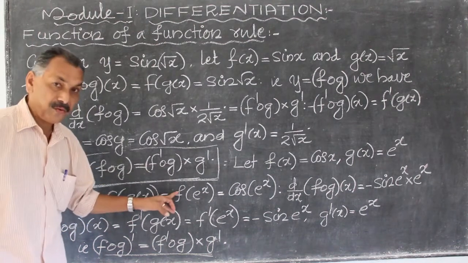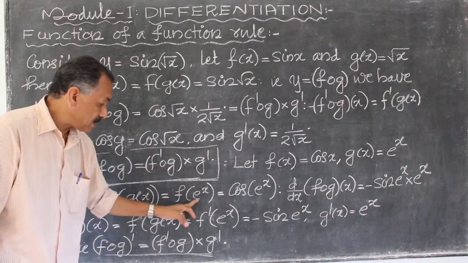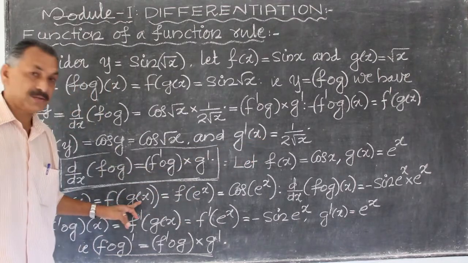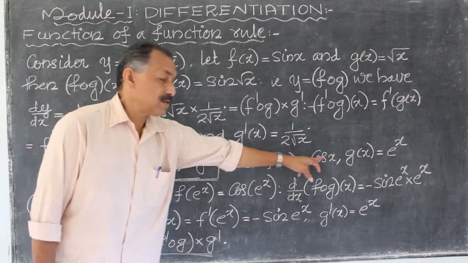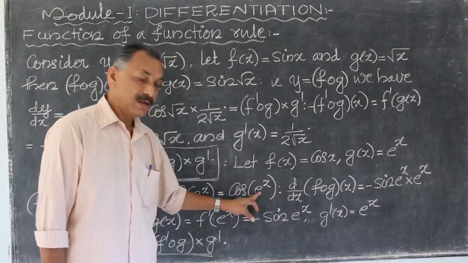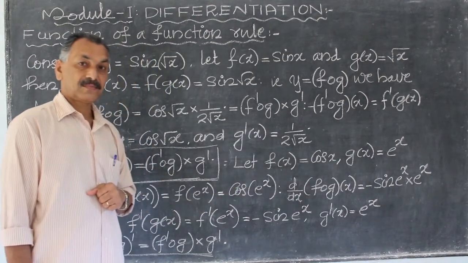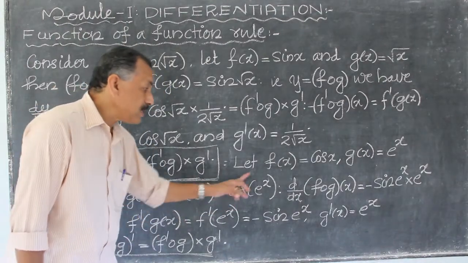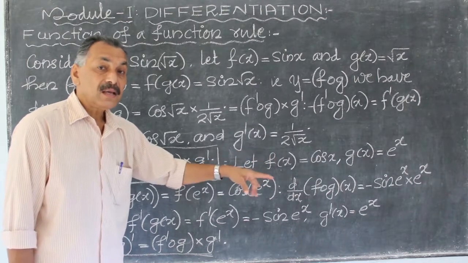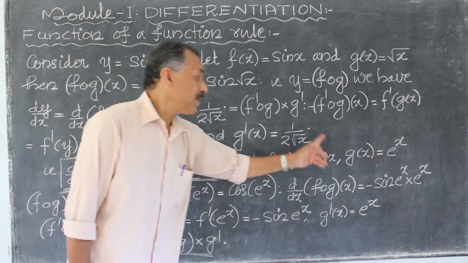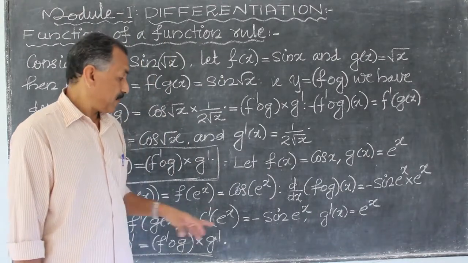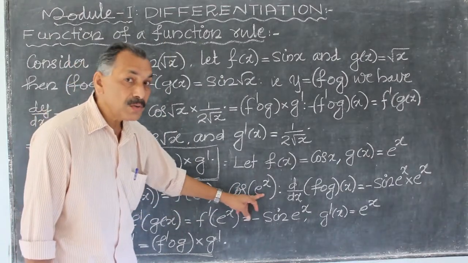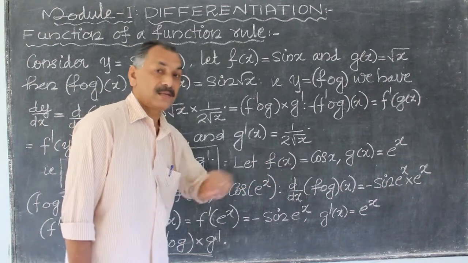What is g of x? e raised to x. f of e raised to x equals f of y. What is f of x? cos x. f of y? cos y. That is cos e raised to x. That means cos e raised to x is the composite of f of x equal to cos x and g of x equal to e raised to x. That is, cos e raised to x is equal to f dot g.